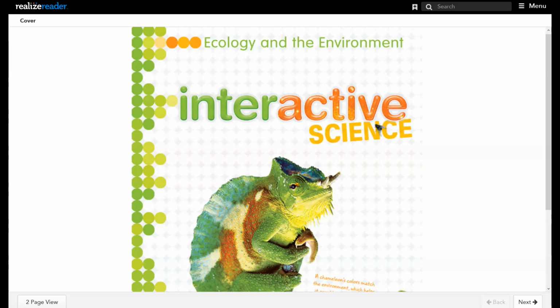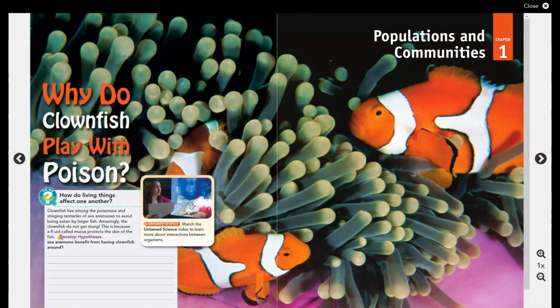Interactive Science, Ecology, and the Environment. In this book, we are going to be looking at types of living things and how they live and interact with each other in communities and in the world. We are also going to be talking about resources and living things like land, air, water, and energy. Chapter 1, Populations and Communities.